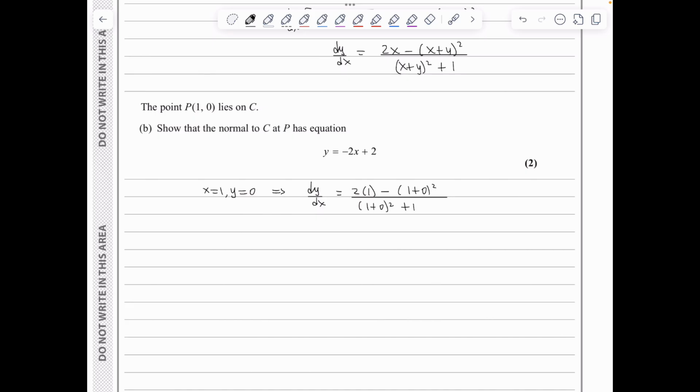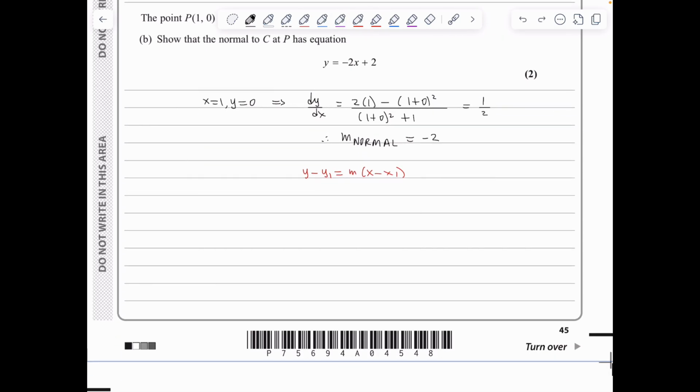This gives an answer of a half, and therefore we can conclude that the gradient of the normal will be found by flipping and changing the sign of the gradient of the tangent. So it's going to be negative 2. And we can proceed with y minus y1 being equal to m(x minus x1), taking us to y minus 0 being equal to negative 2(x minus 1), and therefore y is equal to negative 2x plus 2 as required.